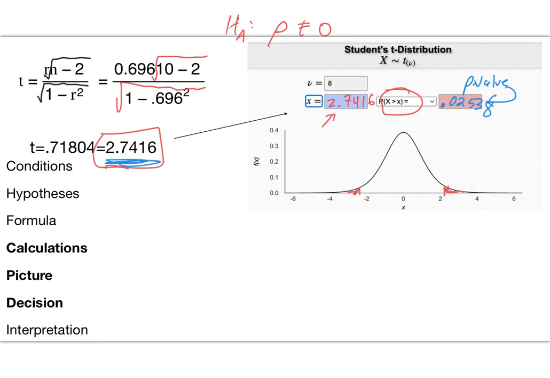Showing your work, showing the process. Process outweighs product every time. Now, if your process is 100% wrong, well, then your product will be as well. But in this case, even with rounding, you're going to get something like that. So my p-value, which is the two tails added up, 0.02538.